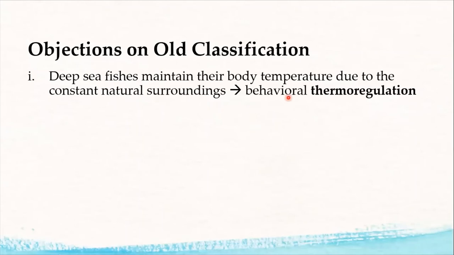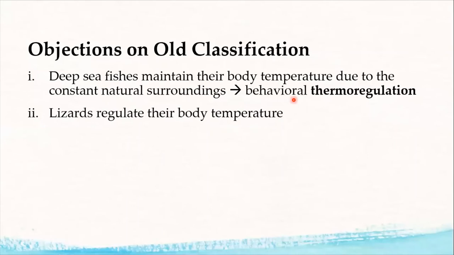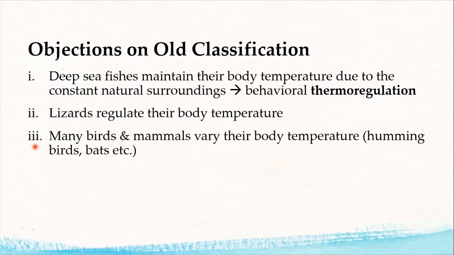So this is known as behavioral thermoregulation also. Behaviorally they are on the same level, so they can maintain their body temperature due to the constant natural surroundings. Secondly, the lizards are able to regulate their body temperature according to the environment, and that is why all the reptiles cannot be classified as poikilotherms.